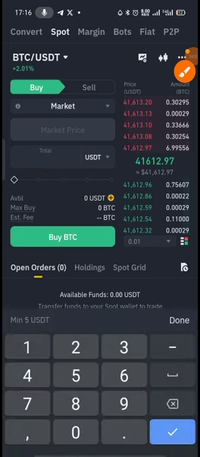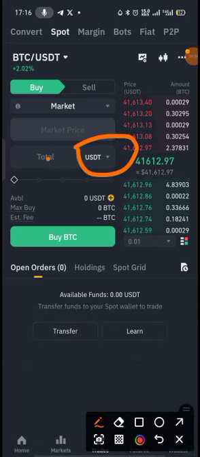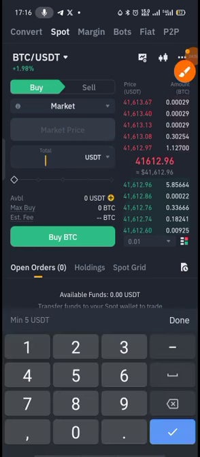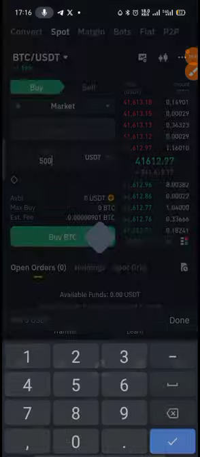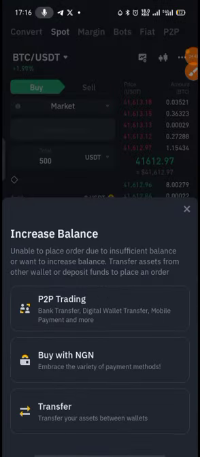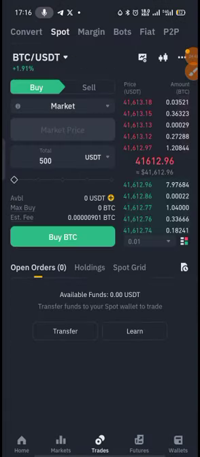You can say I want to buy with USDT, right? This is USDT here, so dollars. You want to buy $500 of BTC, and I create my buy. But there's no money here, so they ask me to fund. So you create your buy and you buy, right?